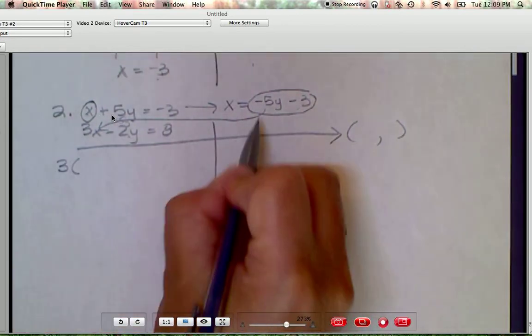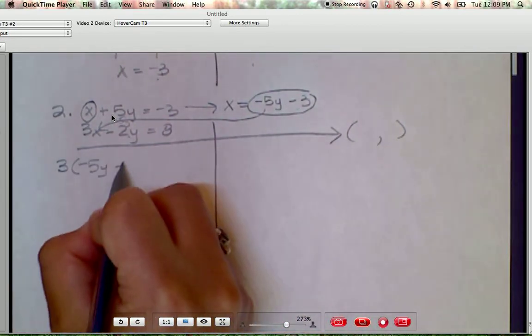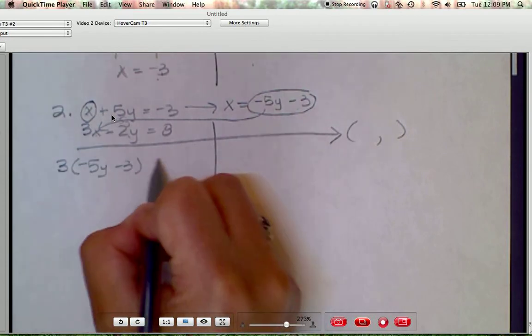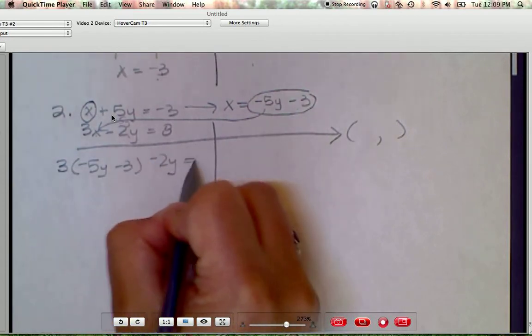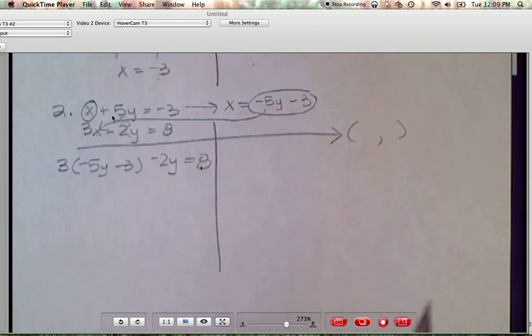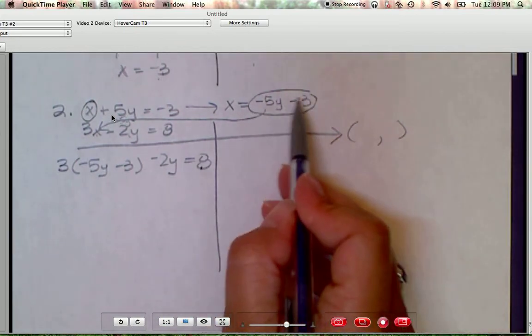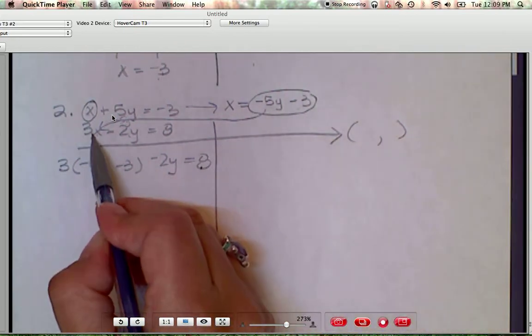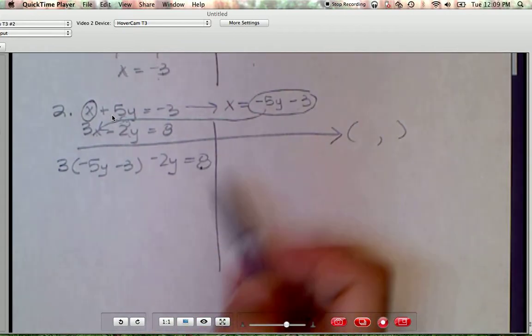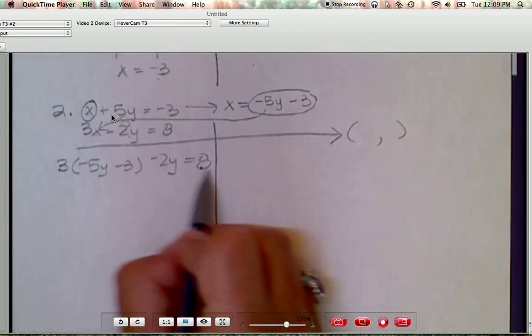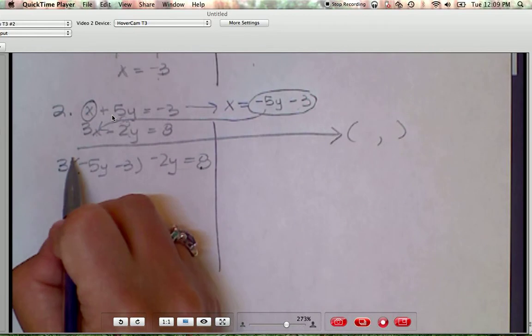So we get 3 times negative 5y minus 3 minus 2y equals 8. Just take that whole expression and put it in place of x. Everything else stays exactly the same. Now we have only y's here, and we can solve for y now.